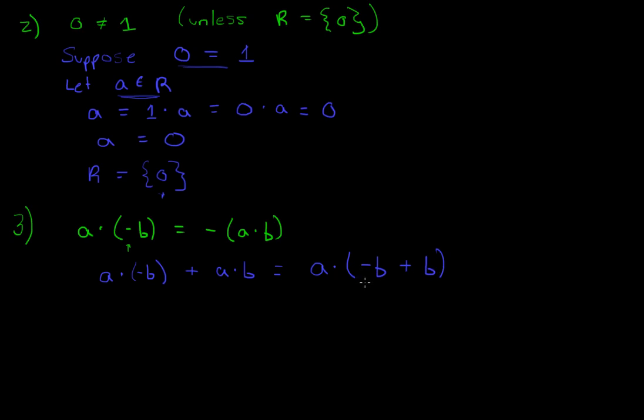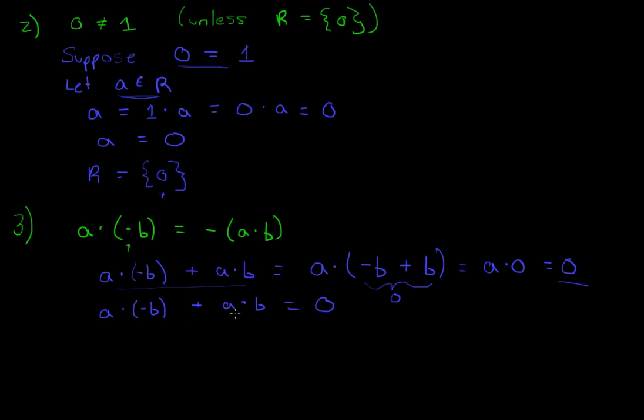Now, we have negative b plus b. So by the definition of additive inverses, this is just the additive identity. So that's just 0. So this is a times 0. And again, we already said a times 0 is just 0. So, again, we have the transitive property here. This is one long equation. So a times negative b plus a times b, that's this right here, is equal to 0.